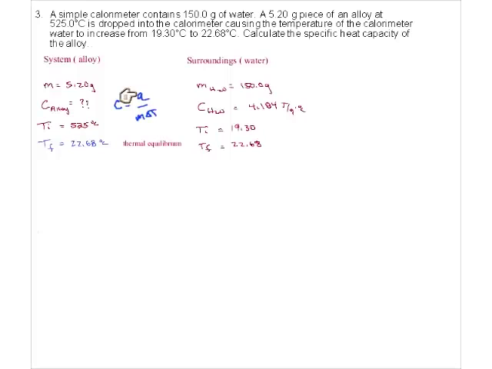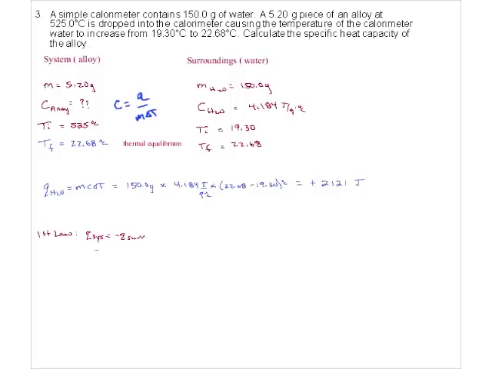I should be able to find Q. Yes, I can. Look, mC delta T for water. I can calculate the Q of the water. Here we go. So Q of the water equals mC delta T of the water, 150 times 4.184 times TF minus TI. Be very careful there, TF minus TI. This works out to be a plus 2121 joules. Okay, so that was the energy absorbed by the water. Where did that energy come from?